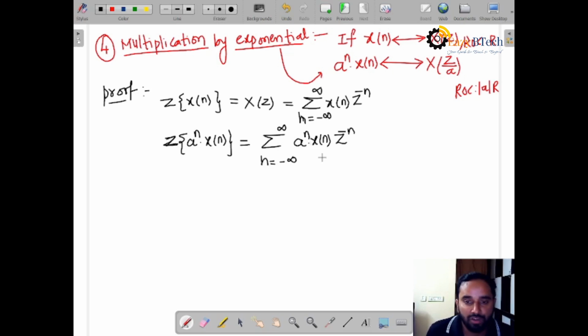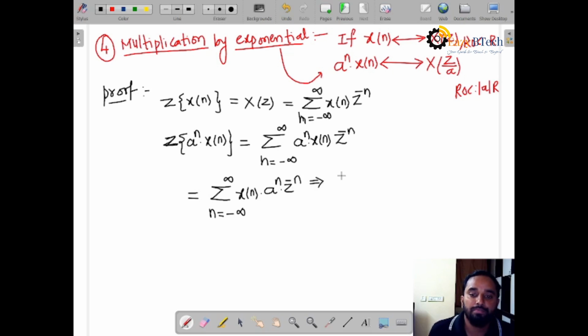So a small modification here. I am writing summation from minus infinity to plus infinity of x of n as it is. Here we have a power n z power minus n. In the next step, what I am going to write is summation n equals minus infinity to plus infinity of x of n, here a z inverse power n. Okay, power n. You can write like this.